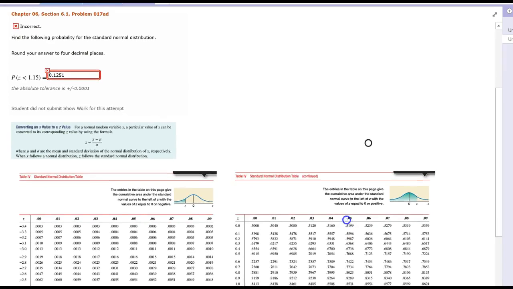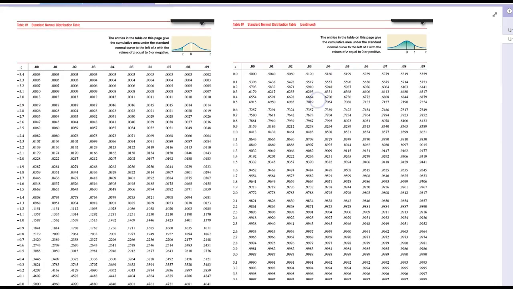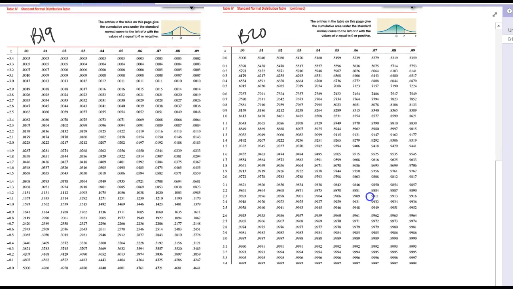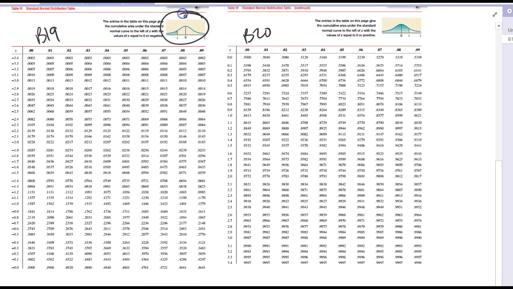The point of this video is to go over the normal distribution tables. You can find the normal distribution tables in B19 and B20 of your book. You want to be careful that you see which table you're using. So B19, the z's are negative, B20, the z's are positive.